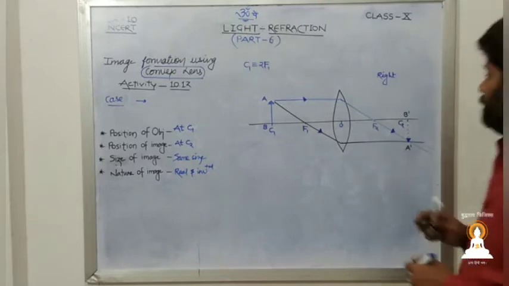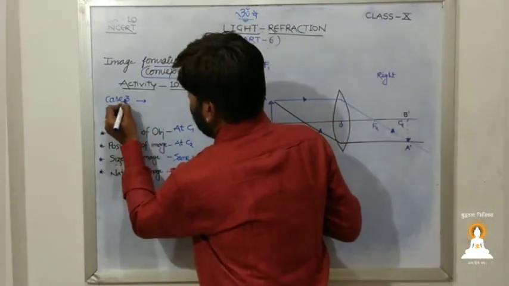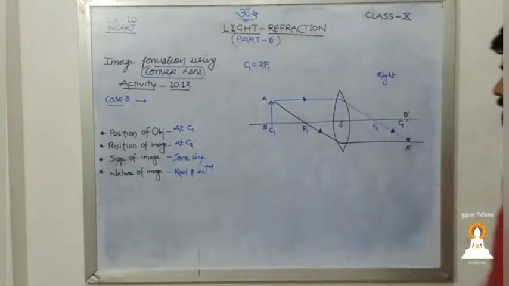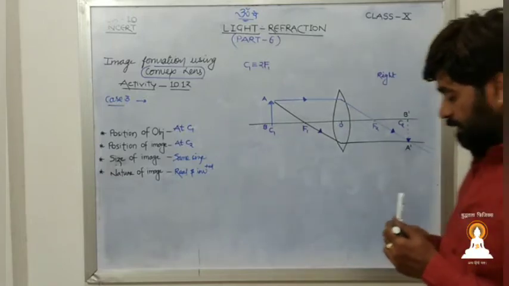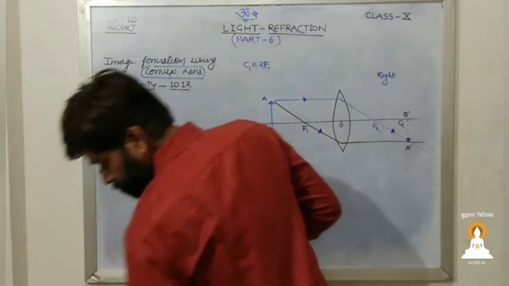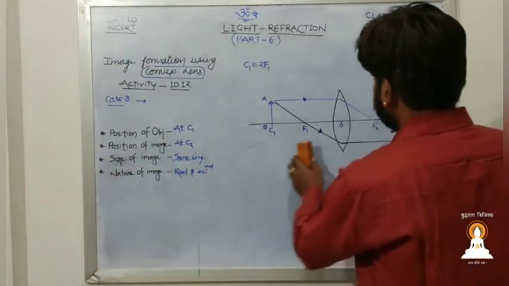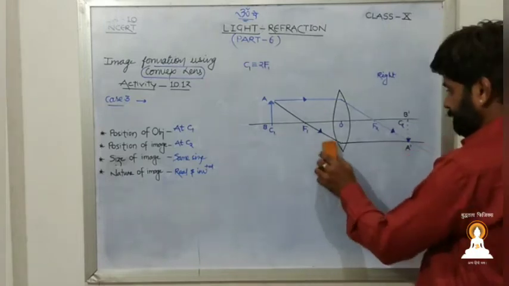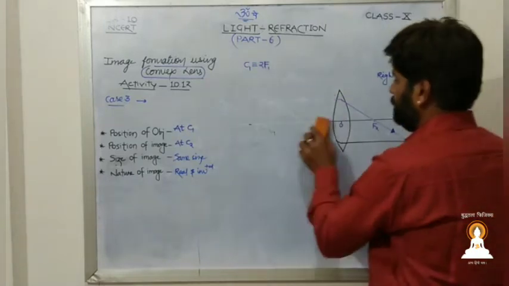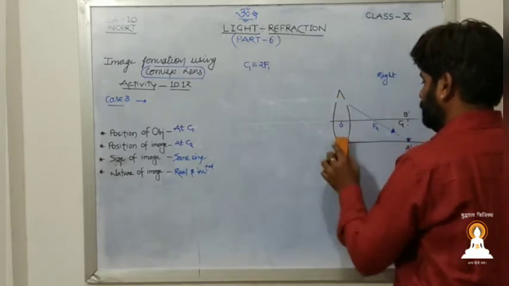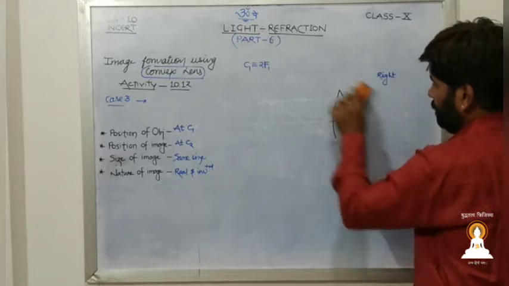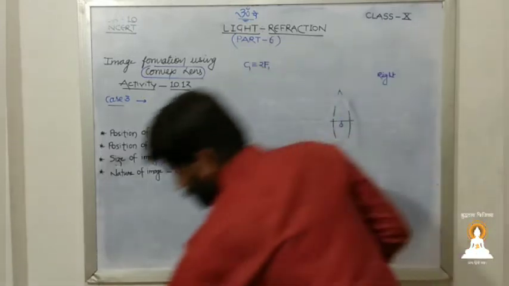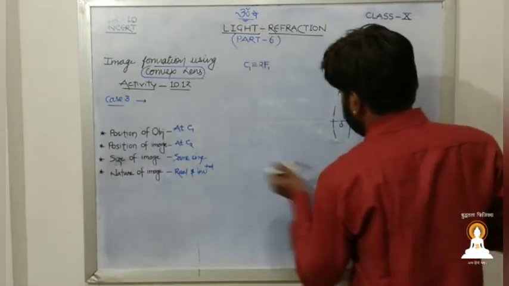So this is going to be case number 3, point number 3, when the object is at C1. So you may draw this very simple diagram. Okay, let us move to the next one, when the object is between C1 and F1. Let me rub this portion, this one and this one. So let us redraw this one.